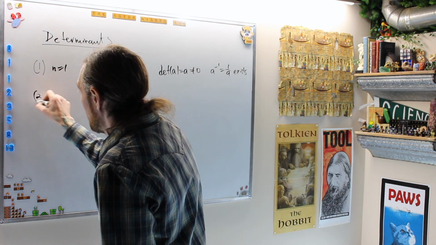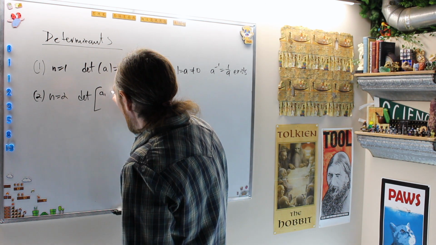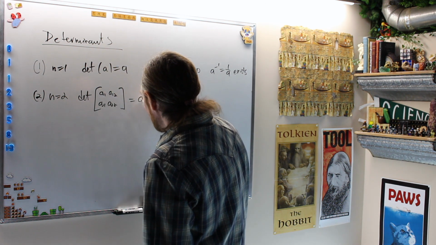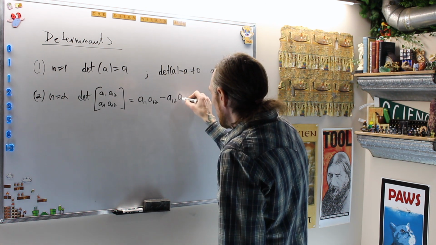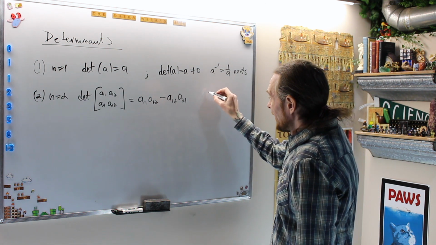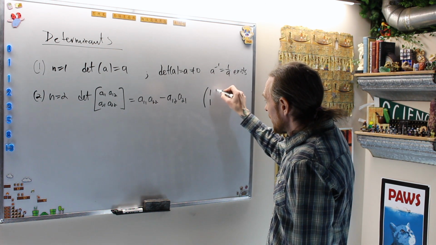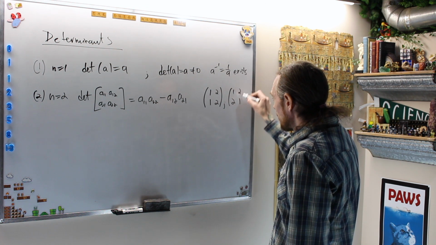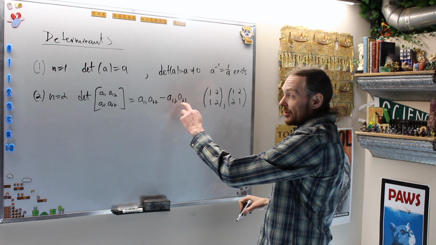For 2, when n equals 2, the determinant of a11, a12, a21, a22 is now equal to a11 a22 minus a12 a21. And notice that there are 2 permutations of 2 things. 1 can go to 1 and 2 can go to 2, or 1 could go to 2 and 2 could go to 1.